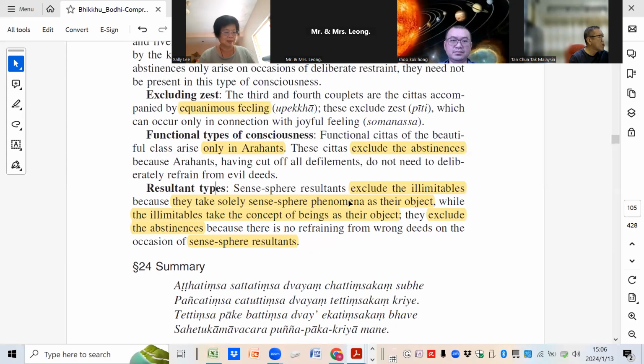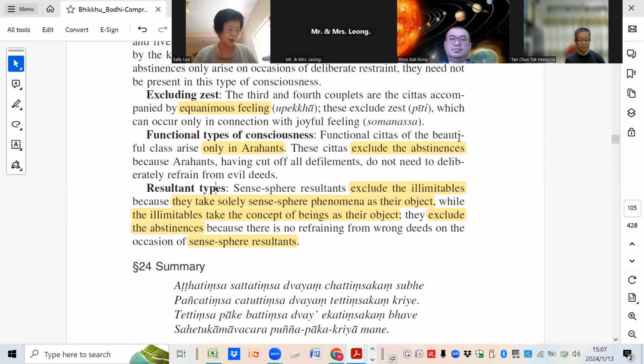So here is the one. We exclude all this illimitable. Then they said the illimitable take the concept of being as their object. So the jhana can only occur during the beautiful rounded consciousness only. Resultant type cannot. They exclude the abstinence also. Why? Because the resultant type basically don't do any wrong deeds. So we will exclude all this.